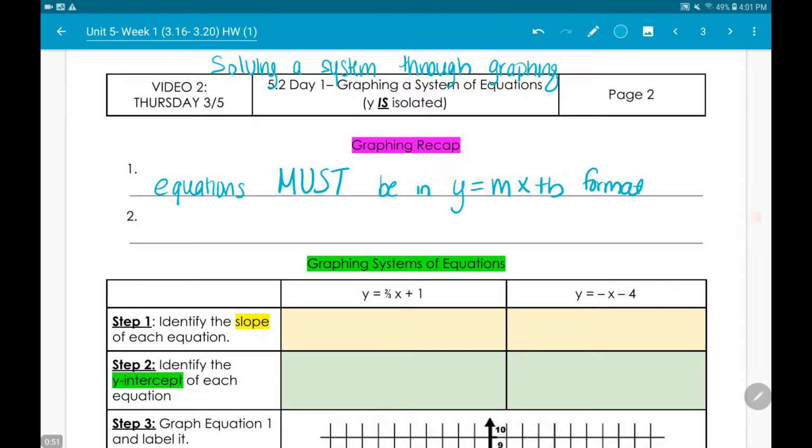And then the second thing was, what should the graph look like? Remember, lines must extend to the end. They have to be straight, use a ruler, and they must be labeled. Especially now that we're going to have more than one line on a graph, they must be labeled.